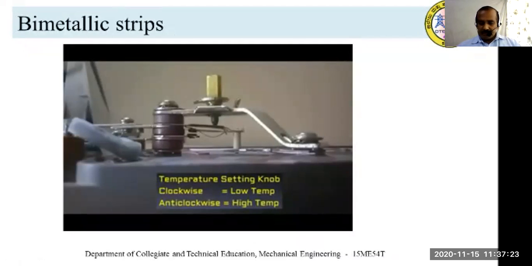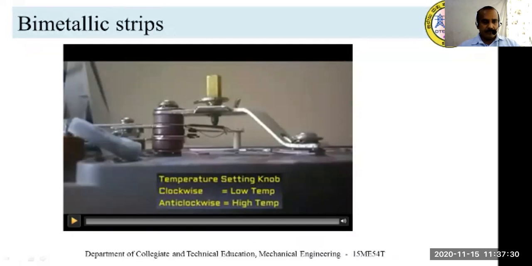Working of a bimetallic strip thermostat is understood with the help of this video. This is the iron box heating element. The power supplied to the iron box heating element is controlled with the help of a bimetallic strip here.